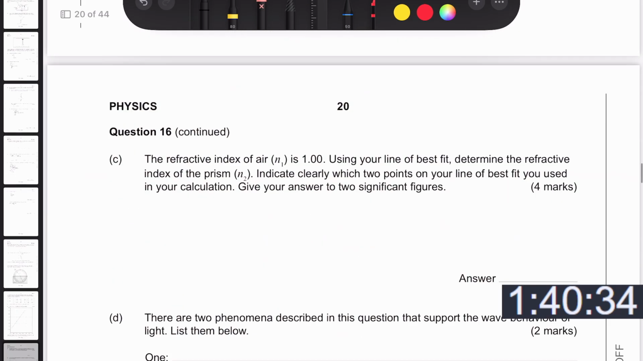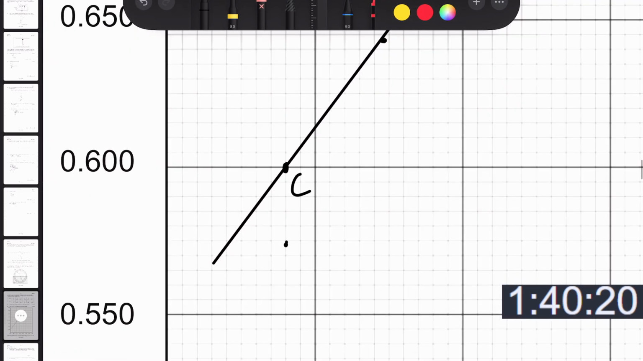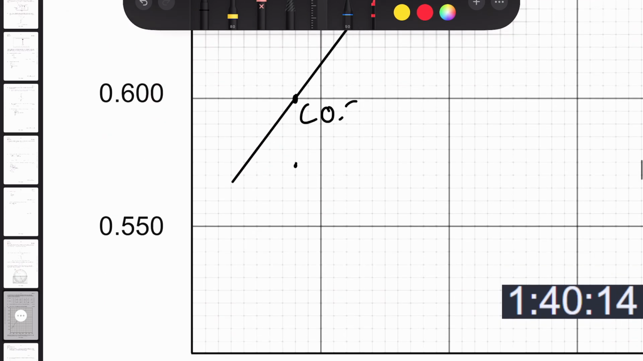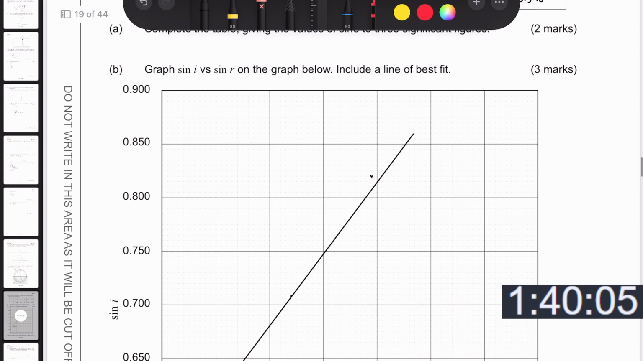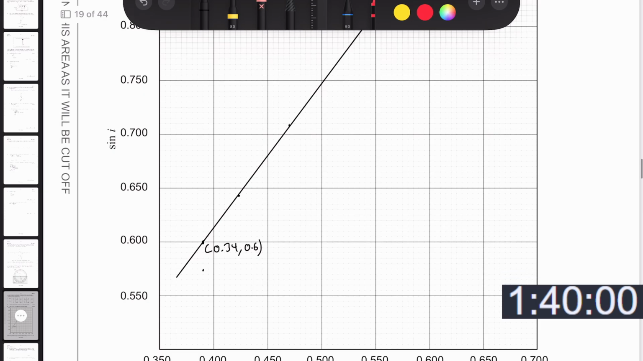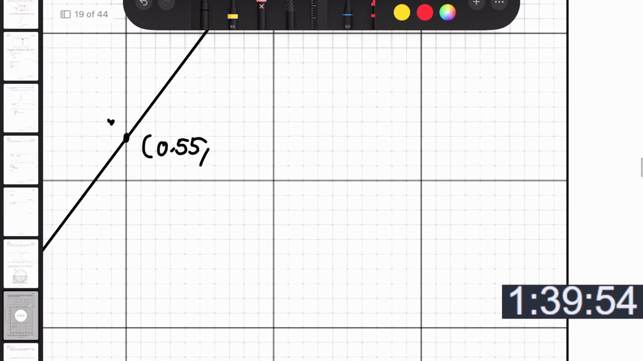Alright. Using your line of best fit, determine the refractive index of the prism. Indicate clearly which 2 points you used on the line of best fit. Give your answer to 2 significant figures. So let's go with this point. This is a very nice point. That is 0.34 and 0.6, all the way up here. There's a very nice point here too. That is 0.55 and 0.815.